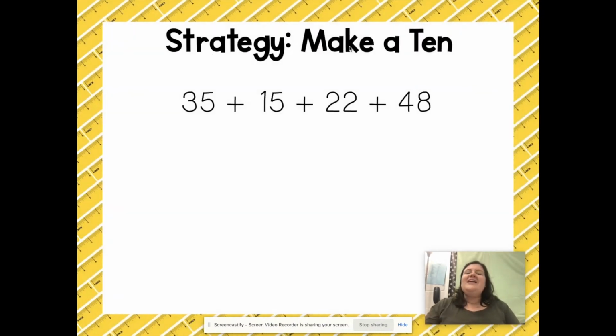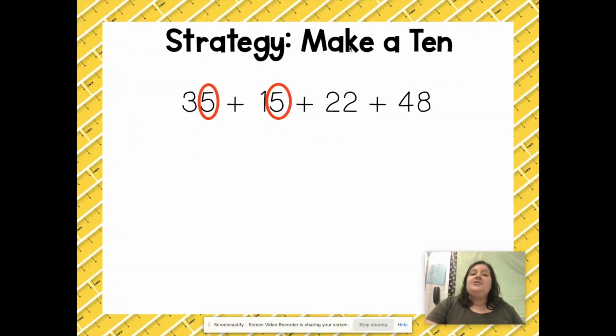So our first strategy is to make a 10. I have a problem: 35 plus 15 plus 22 plus 48. What I'm going to do is look at these numbers and decide what numbers in the ones place I can use to make a 10. Ooh, I spot one right away. The 5 in 35 and the 5 ones in 15, I definitely can use to make a 10.